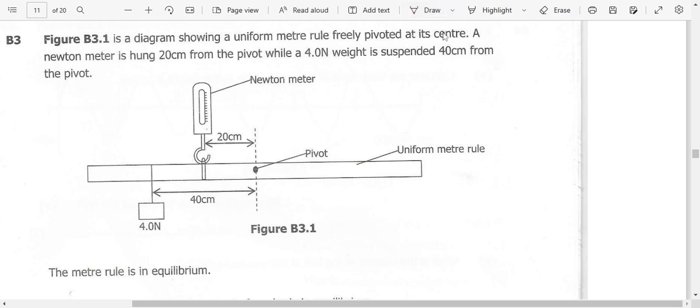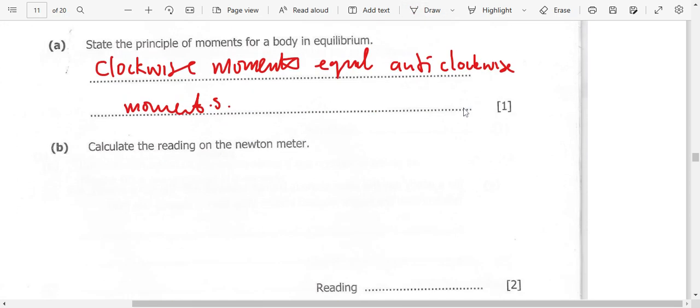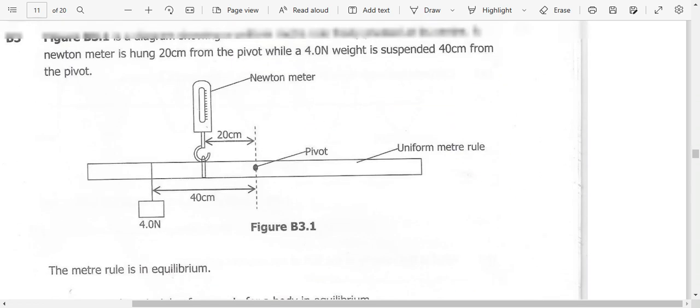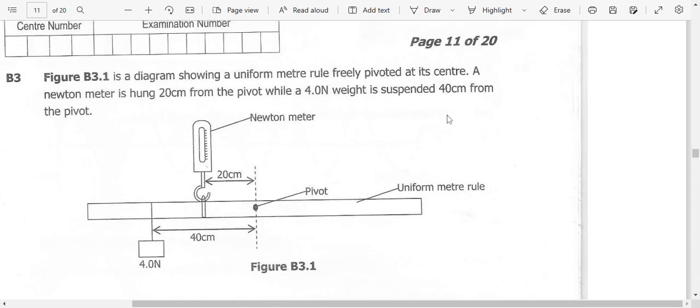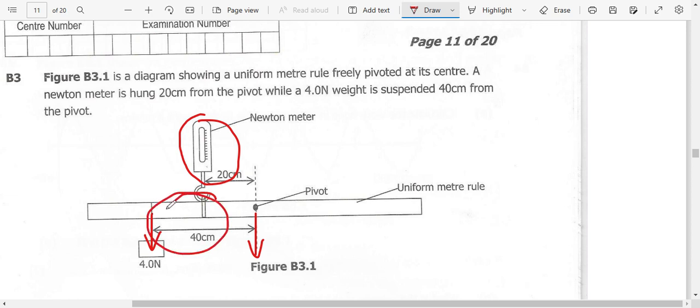Now let me look at the question again. Calculate the reading on the Newton meter. We want the reading on the Newton meter. So what is happening here is this: the Newton meter is the one which has balanced the downward forces here. Are you able to see that? The Newton meter is reading the forces, the weight exerted on that side. That is why the Newton meter is there, just to read the forces which are acting on the other side.